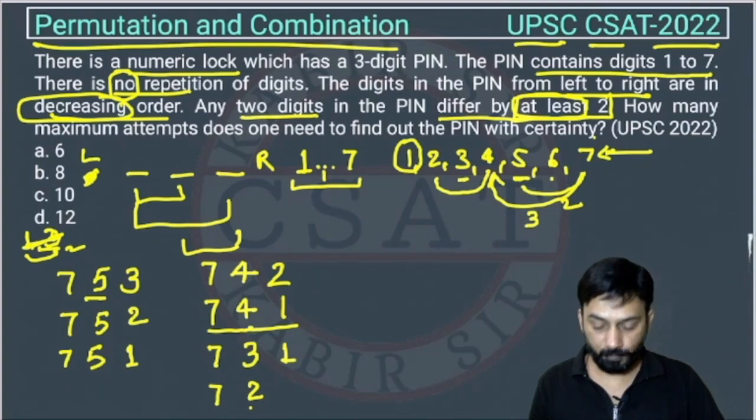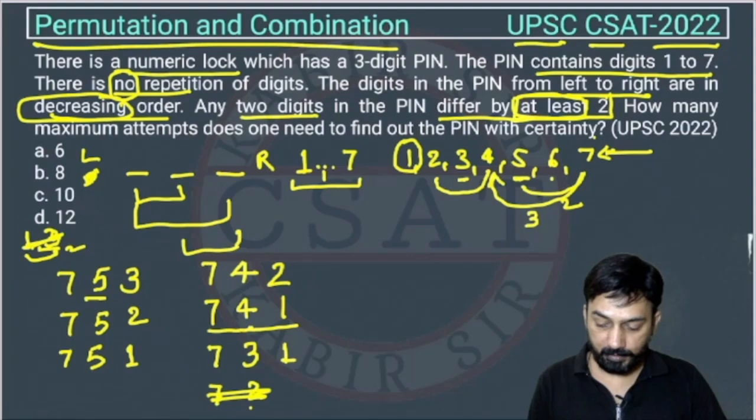So with 7, 2 there is no possibility. So 7, 2 is not possible, right? So now if we are not starting with 7, the password can start with 6. If the password is starting with 6, the next digit will be 4, right? And after 4 the next digit will be 2.